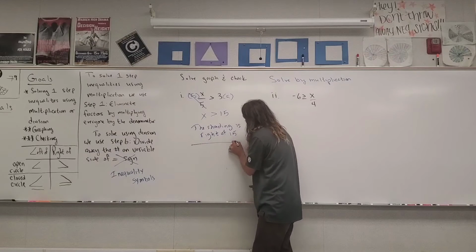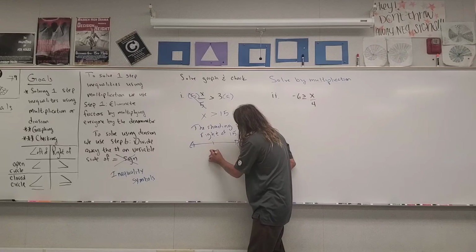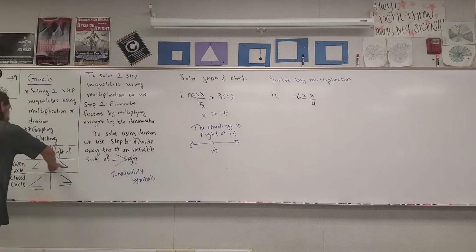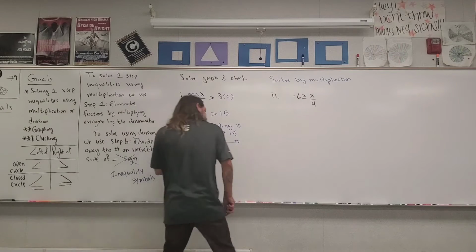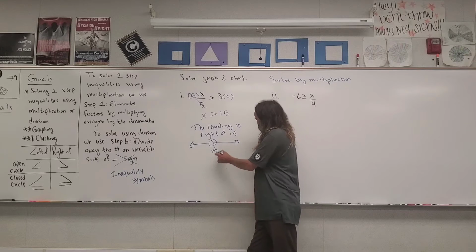Alright, so I'm going to draw my inequality. I'm going to put a 15. My circle must be open because I have that symbol. So it's open at 15, not part of the solution, and I shade to the right of 15.